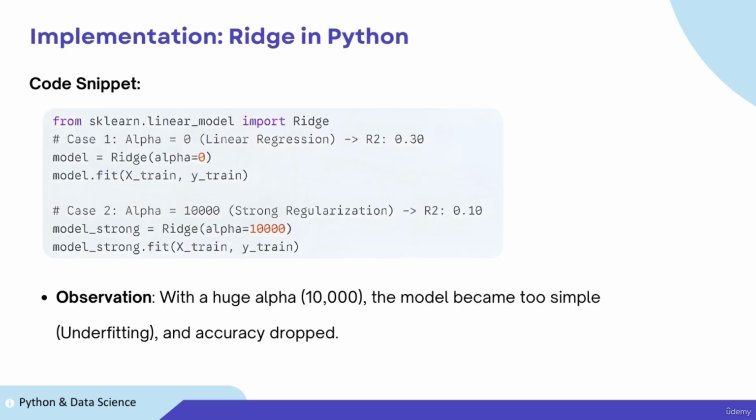Now, let's implement ridge in Python using Scikit-learn. It's incredibly straightforward. Instead of linear regression, we import ridge. The key parameter is alpha. Here, we set it to 1.0. We then call the .fit function exactly as before. The algorithm handles the complex penalization math in the background.